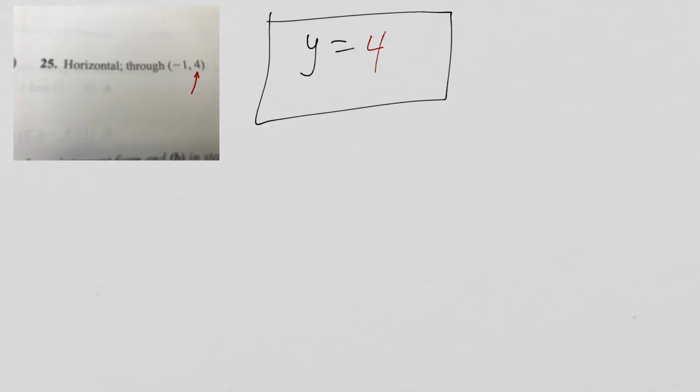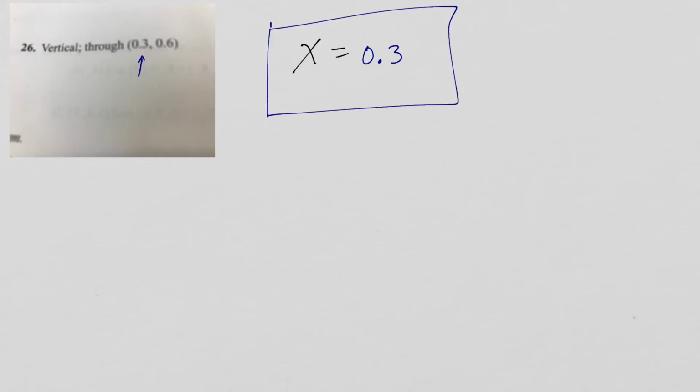Okay, for number 24, we have an undefined slope. An undefined slope is a vertical line, which is always in the form x equals a number. And when we look at this, our x value is 2. So x equals 2, and we're done. Okay, a horizontal line is always in the form y equals. And if we look, our y value is there, so we're done. Y equals 4, and that's our final answer. Okay, a vertical line is always in the form x equals. We have our x value here, so x equals 0.3, and we're done.